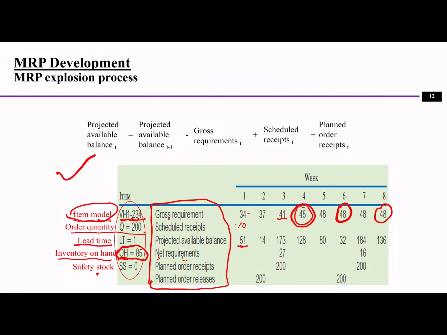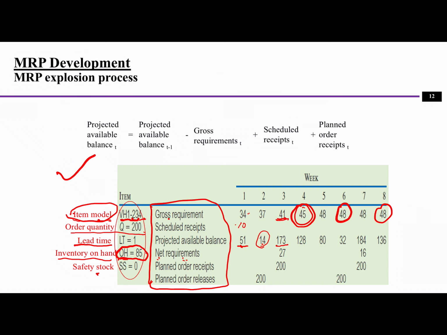For example, here in week 3. What happens in week 3 is at the end of week 2, or at the beginning of week 3, which is the same time, we only have 14 parts. All right, the requirement for week 3 is 41.